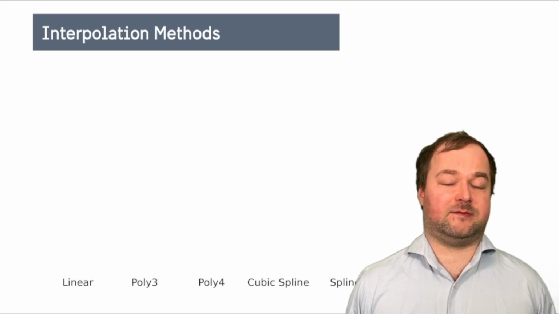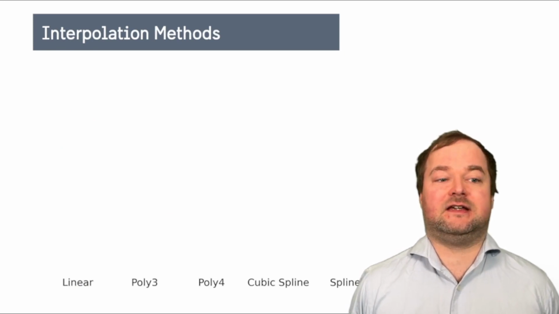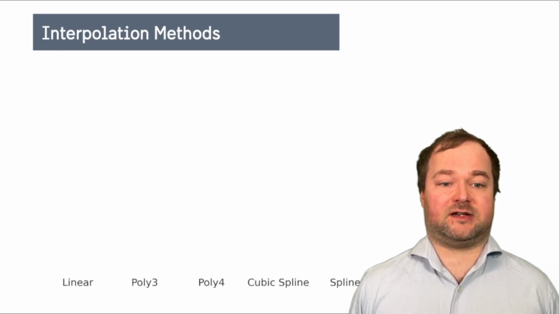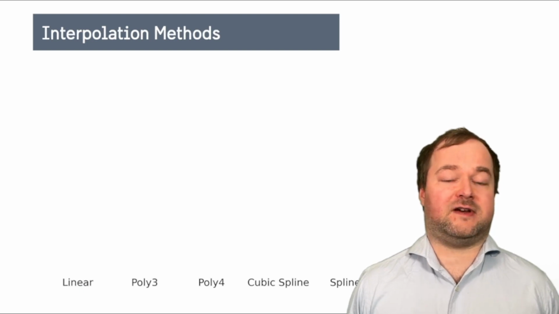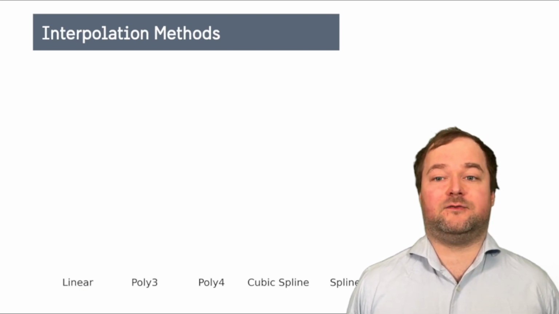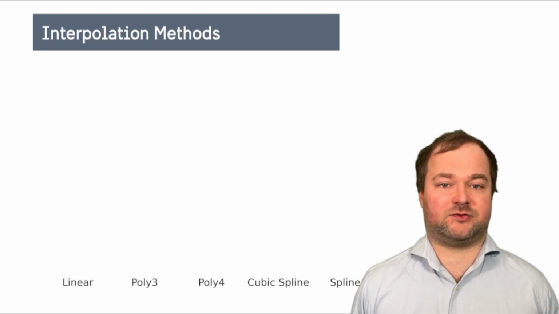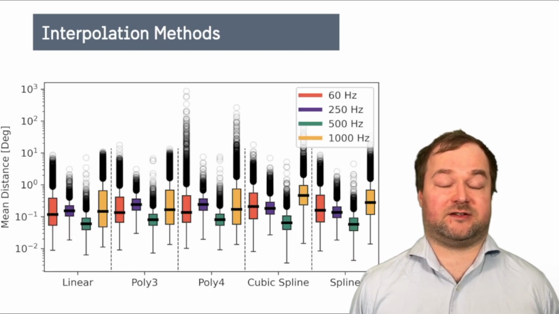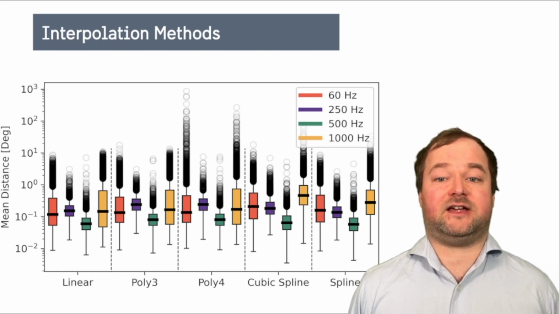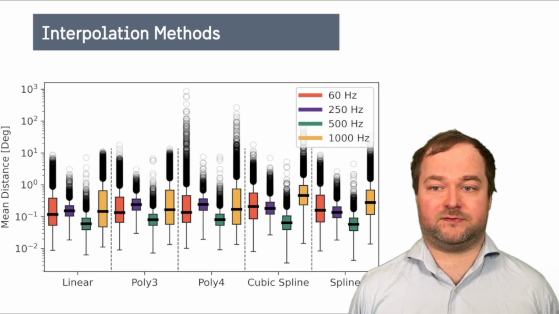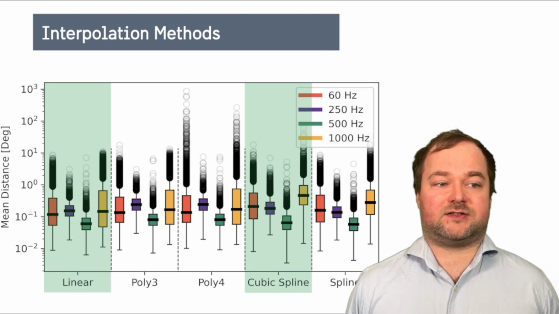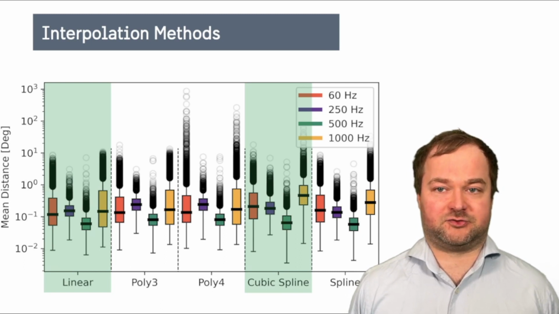Lastly, we investigated the impact of different interpolation methods, namely linear, third and fourth order polynomial interpolation, and cubic and normal spline. To evaluate these against the ground truth, we created artificial blinks using the distribution of blink duration and the cutoffs mentioned earlier in the video. We then calculated the mean distance between the points generated by the interpolation methods and the actual data points, so the ground truth. Here we found that linear and cubic spline interpolation have the least mean distance from the ground truth.